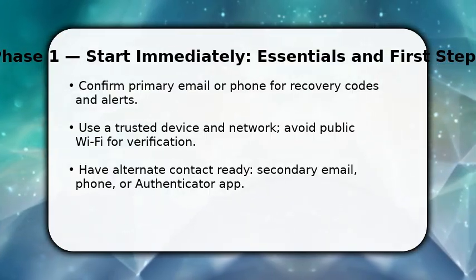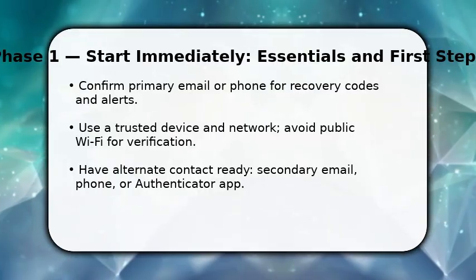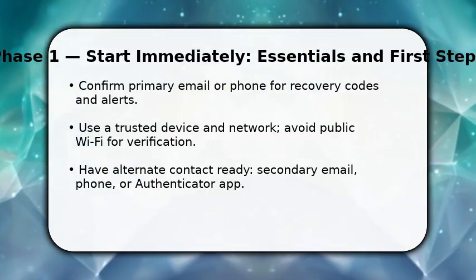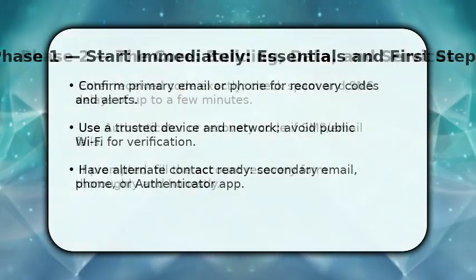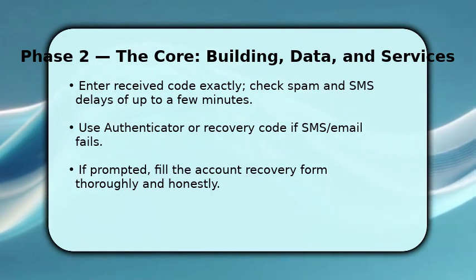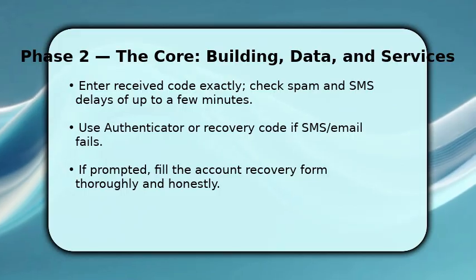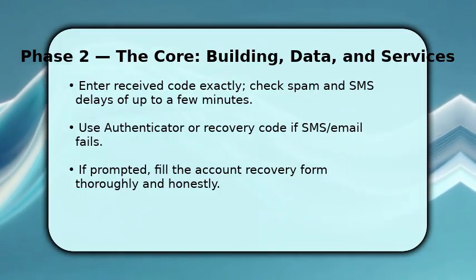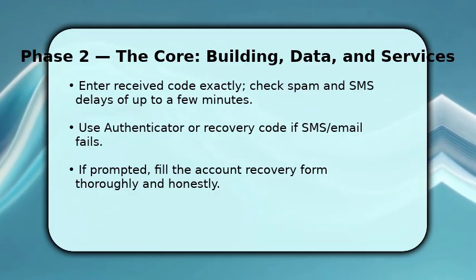They speed up recovery. You do this to stop the lock from persisting and to let Microsoft confirm your identity quickly. Once you receive a code, enter it exactly. Small typos cause repeated failures. If SMS or email doesn't arrive, open the Authenticator app, approve the sign-in, or use a recovery code.